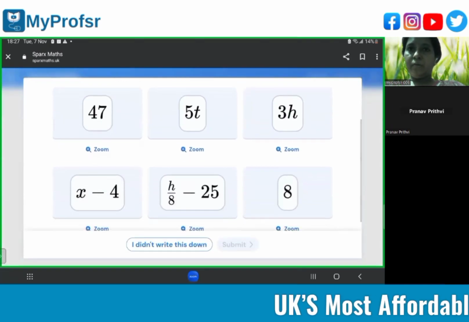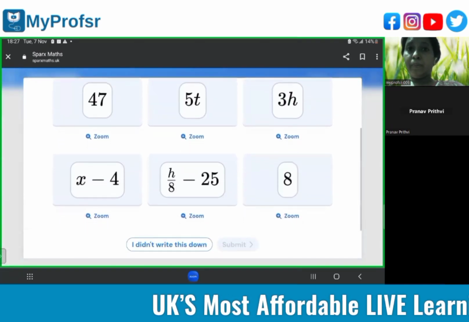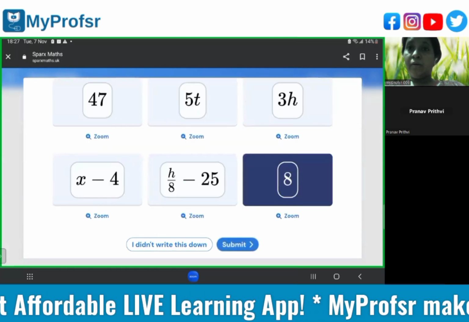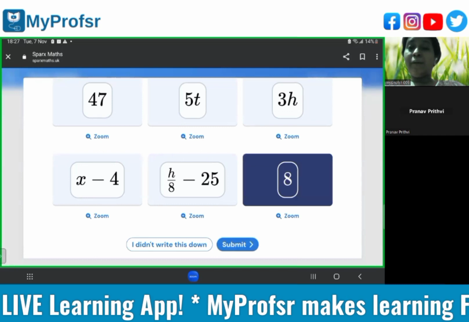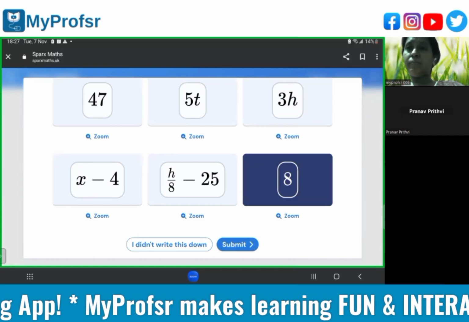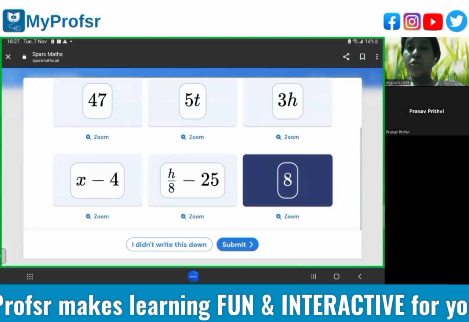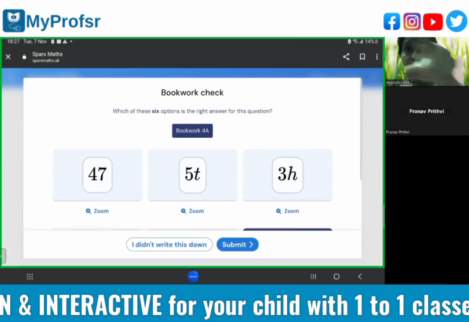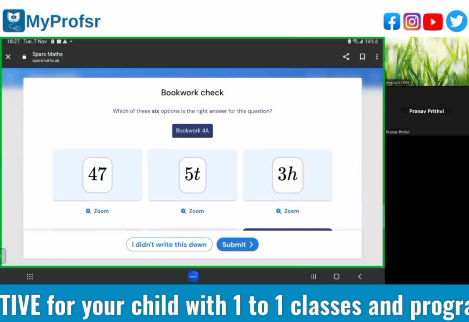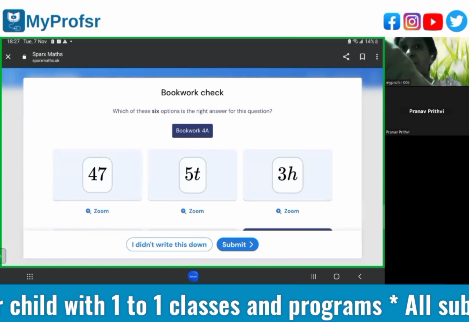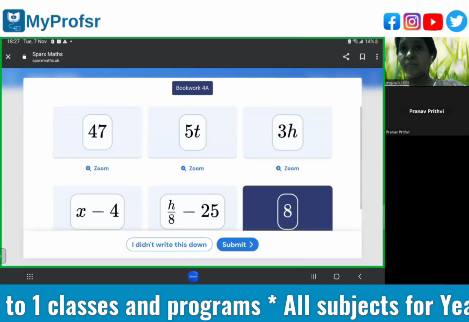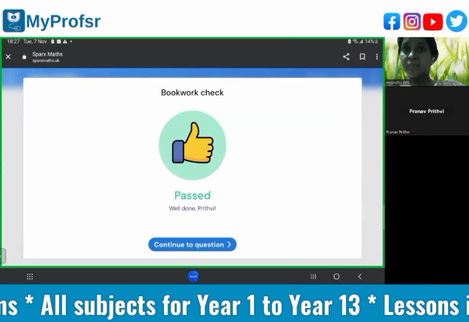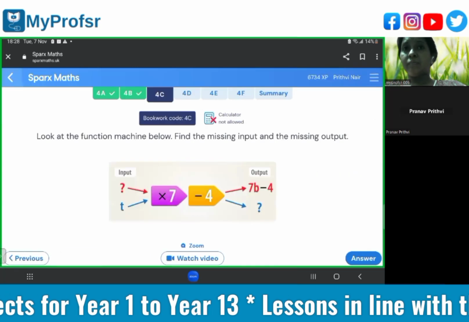4a. Miss, can we go back and see the question? No, miss, you can't go back. Where is the question, dear? Which of these 6 options is the right answer for this question? What is the question? The answer for number 4a? The answer. Oh, he got it correct.